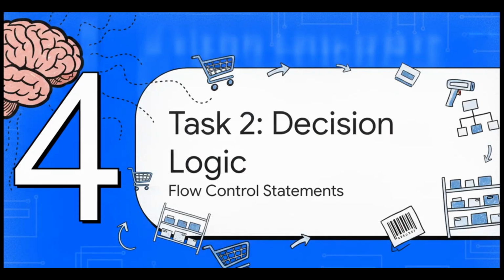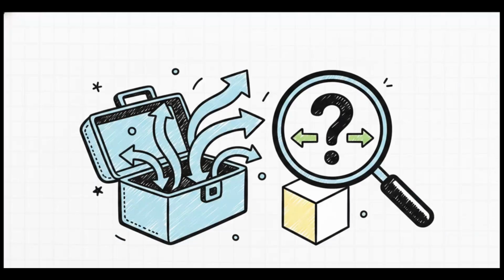Section 4, Task 2, decision-making logic. Our store is open, but a store can't just be a static room. We need to give our app a brain so it can monitor its own stock. To pull that off, we equip the app with a killer toolkit of flow control statements. We're talking about if-else statements, switch cases, and while loops. This gives our application the power to react to changing real-time information. Instead of just holding data like a digital filing cabinet, the program can now look at that data, ask a specific question about it, and decide exactly what action to take next.